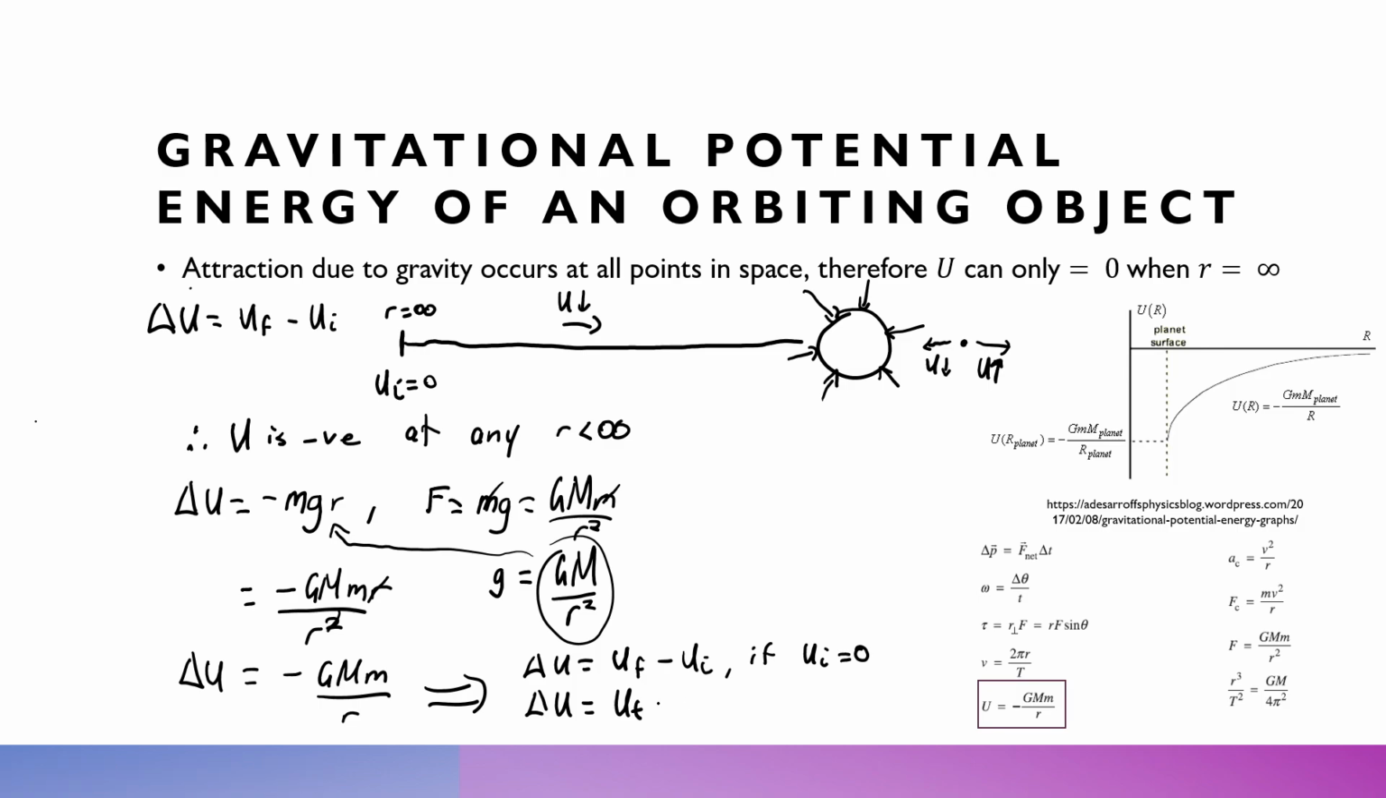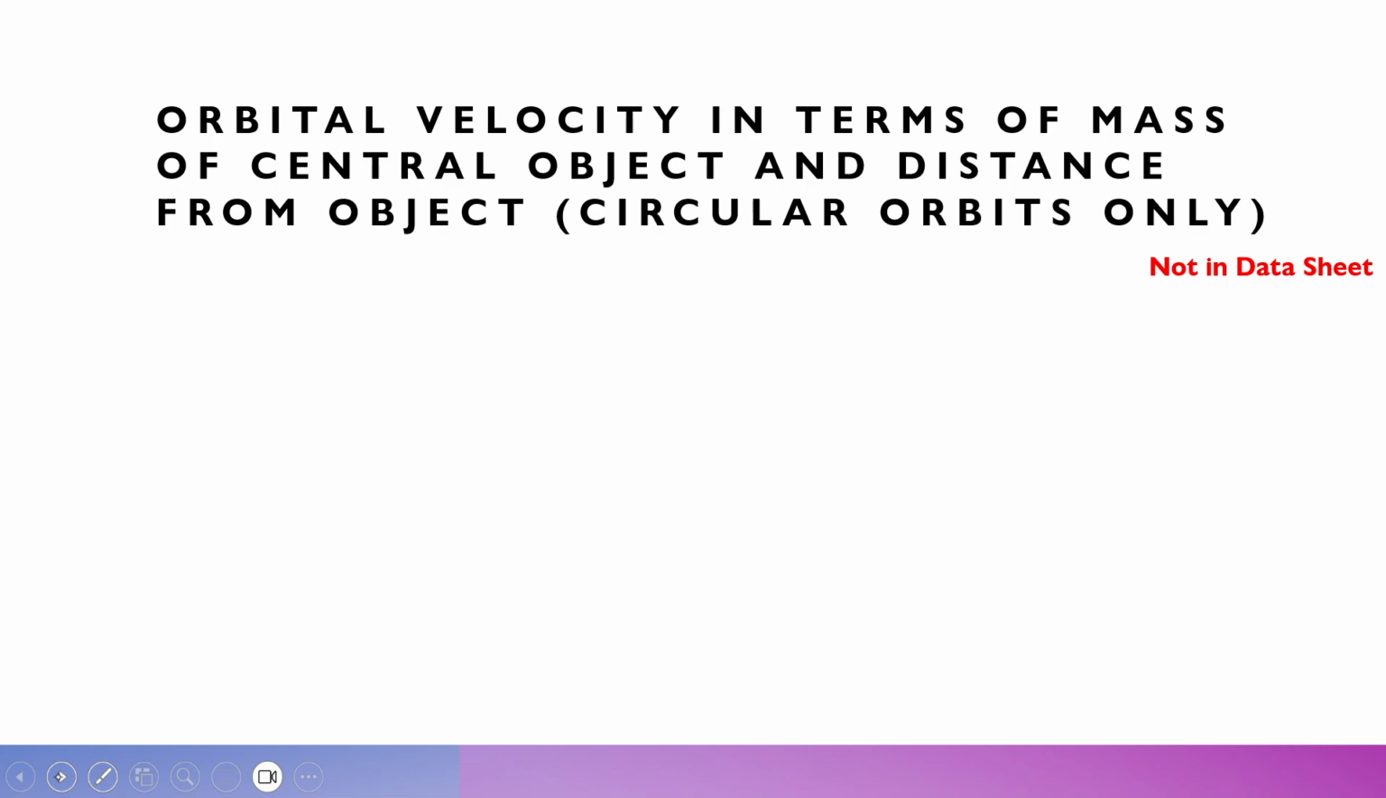Therefore, as it shows in the datasheet, the gravitational potential energy for an object any non-infinite distance away from our central mass is going to be equal to negative GMm on r. So currently, we now have an expression for gravitational potential energy.